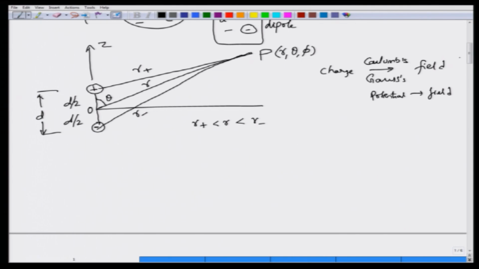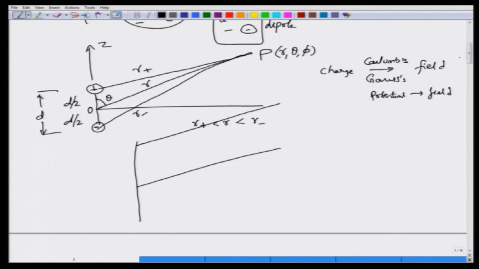Okay. Now, is there a relationship between r plus, r and r minus other than this one? That is, I know that r plus is less than r and r is less than r minus, but is there any other relation that I can find out? And it turns out that there is a relationship that I can use. Okay. And to obtain that relationship, please note that this is going to be very important. You will see this one in antennas later. So, it is very important that you understand this one.